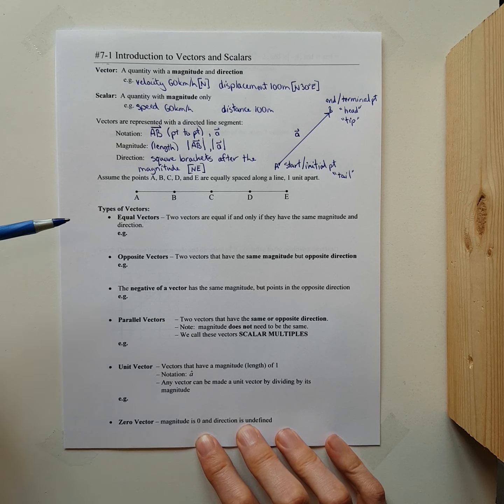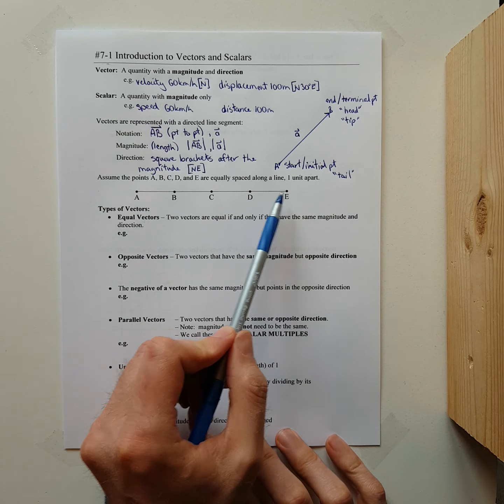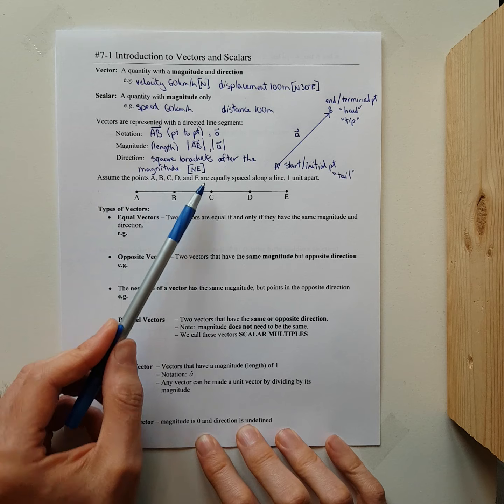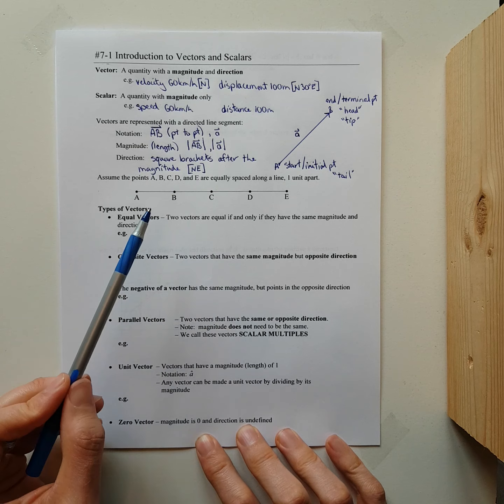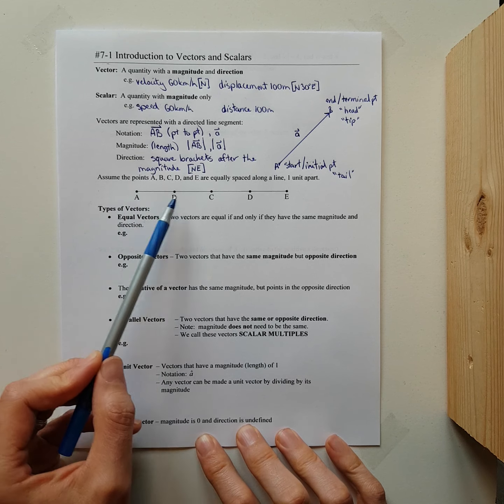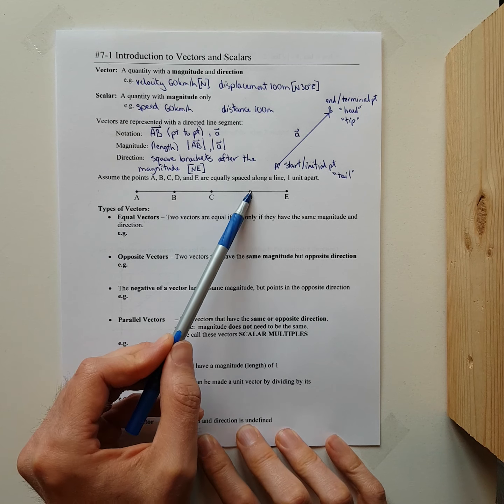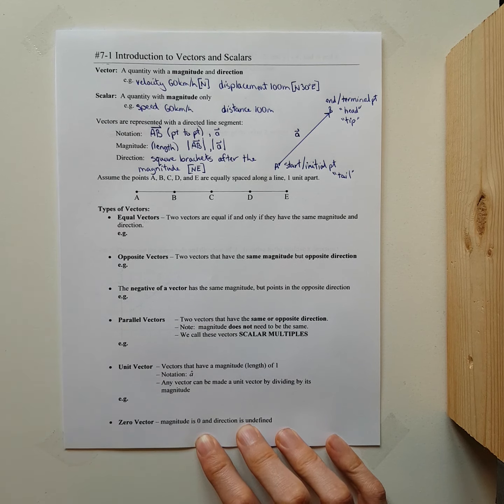When we look at vectors, we have different types of vectors that we're going to explain in just a second. To do that, I'm going to use this as my example. Let's assume that we have these 5 points, A, B, C, D, and E, that are all equally spaced along this line, and we'll say that they are all 1 unit apart. So this is 1 unit away from this, and so on. The first type of vectors we can have is, what does it mean for two vectors to be equal?